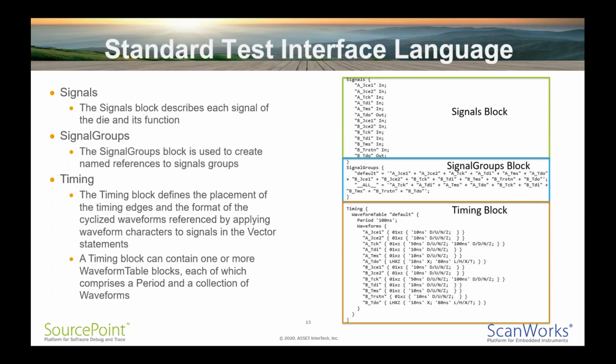The signals block describes each signal of the die and its function. The signal groups block is used to create named references to the signals group. The timing block defines the placement of timing edges and the format of the cyclized waveforms that are referenced by applying waveform characteristics to signals in the vector statements. The waveform table within the timing block contains the information that produces the digital patterns applied to the die-to-die interconnects by forcing boundary scan drivers either high, low, or off, and sets boundary scan receivers on the die to receive the scans for comparisons.